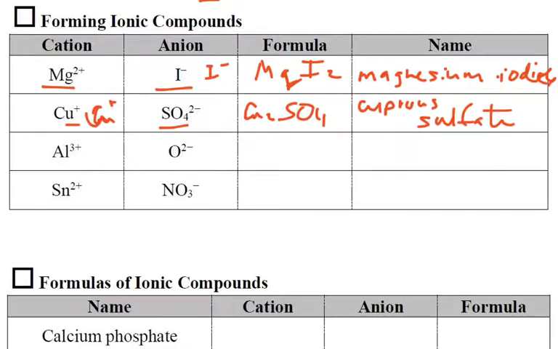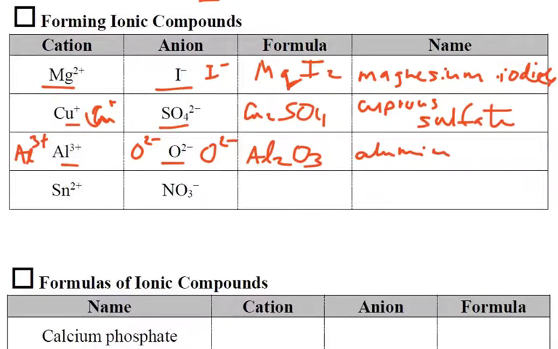Okay, next example, we have aluminum and we have oxide. Here we have 3+ and here we have 2-. So we're going to need 3 of these O2- ions. That'll give us -6. We're going to need 2 of these Al3+ ions that give us +6. So the compound would be Al2O3. Okay, no parentheses. And the name would be aluminum oxide.